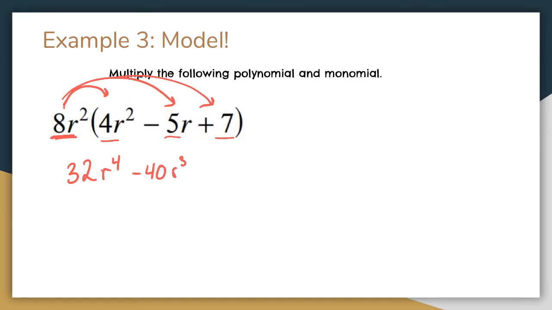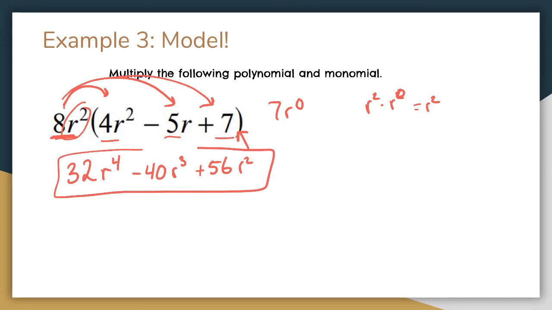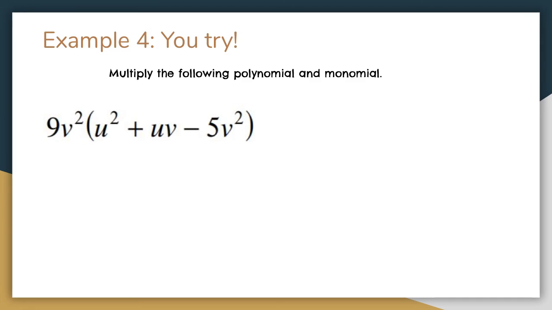Now for my last term, I'll multiply 8 times 7, giving me 56, and there is no r here to multiply, but that's okay. I still have r squared. Essentially, this is 7r to the 0 power, and r squared times r to the 0 is equal to r squared. So this would be our answer after multiplying that monomial by the trinomial. You go ahead and try the next one. Here you'll multiply the monomial by the trinomial given. Write in your answer, and I'll go over it in a moment.